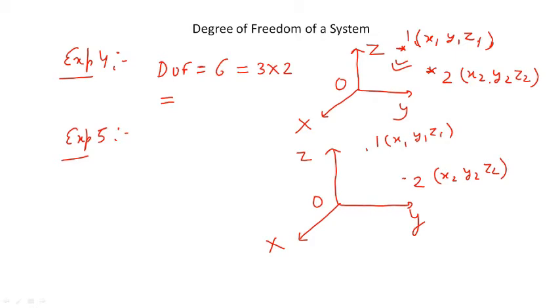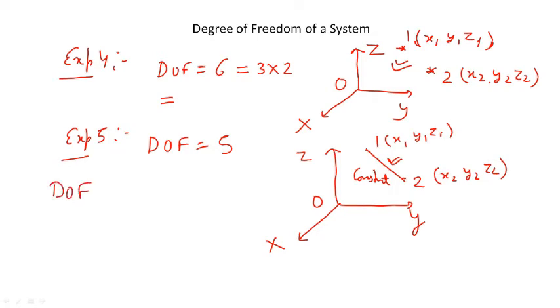Here I am taking that the distance between the two objects is constant. This is very important to understand: the distance between the two objects is constant. So what will be the degree of freedom here? The degree of freedom will not be 6. Here the degree of freedom is equal to 5. First I will write the formula of the degree of freedom.